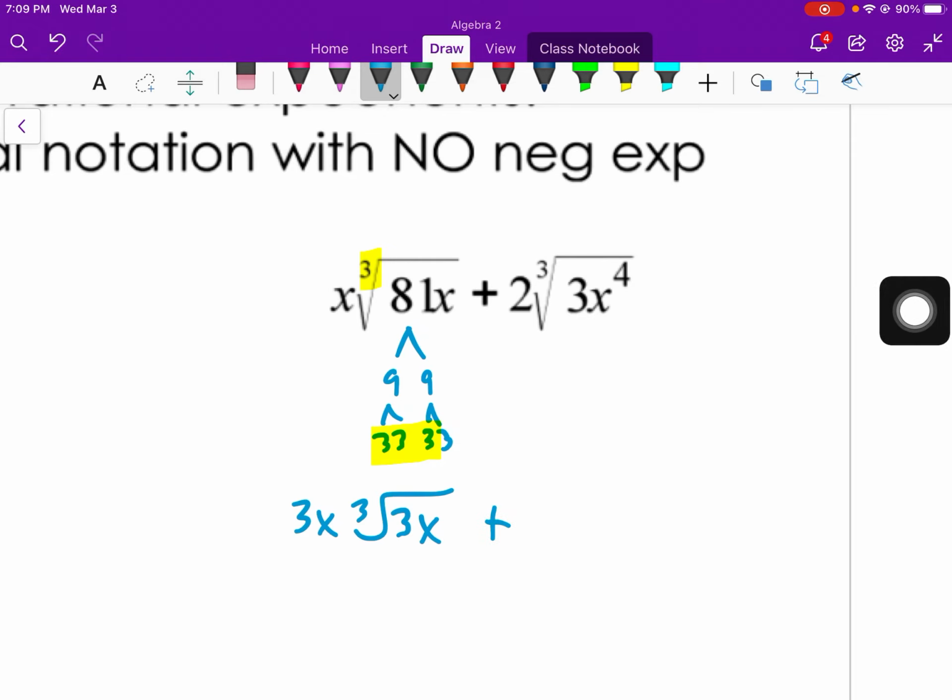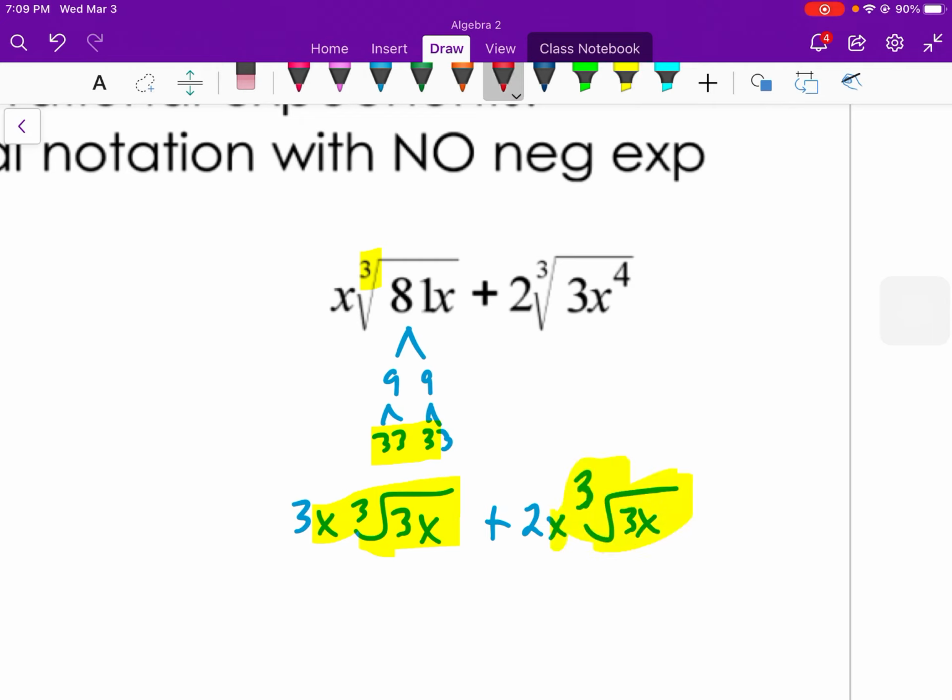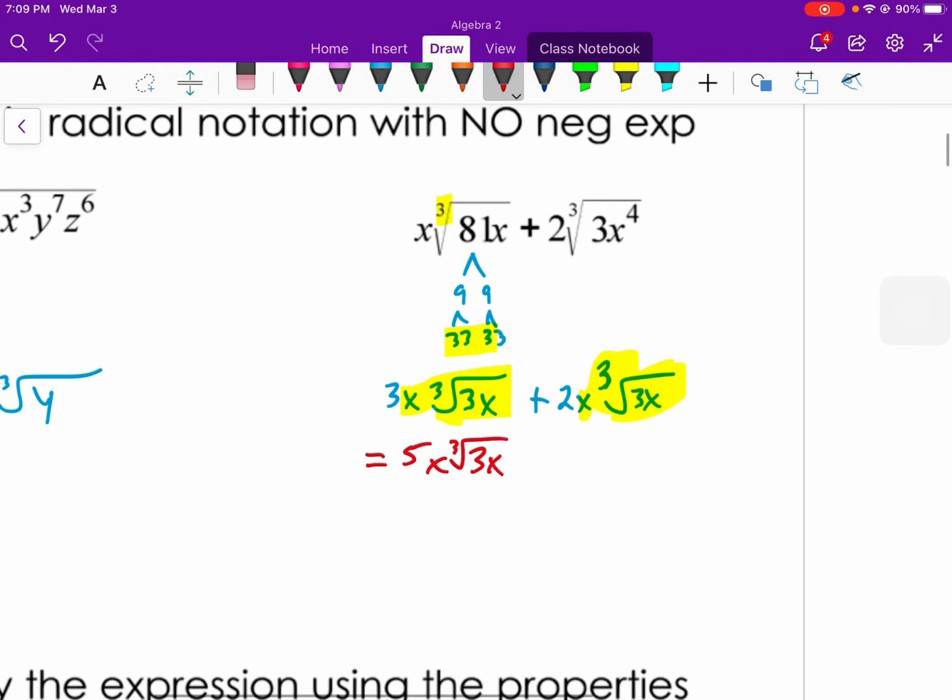We can factor out an x, so that'd be 2x cubed and 3 times x. So now our terms are the exact same, and we can add the coefficients, which would just be 5, and then we rewrite the term. So that would be simplified like that.